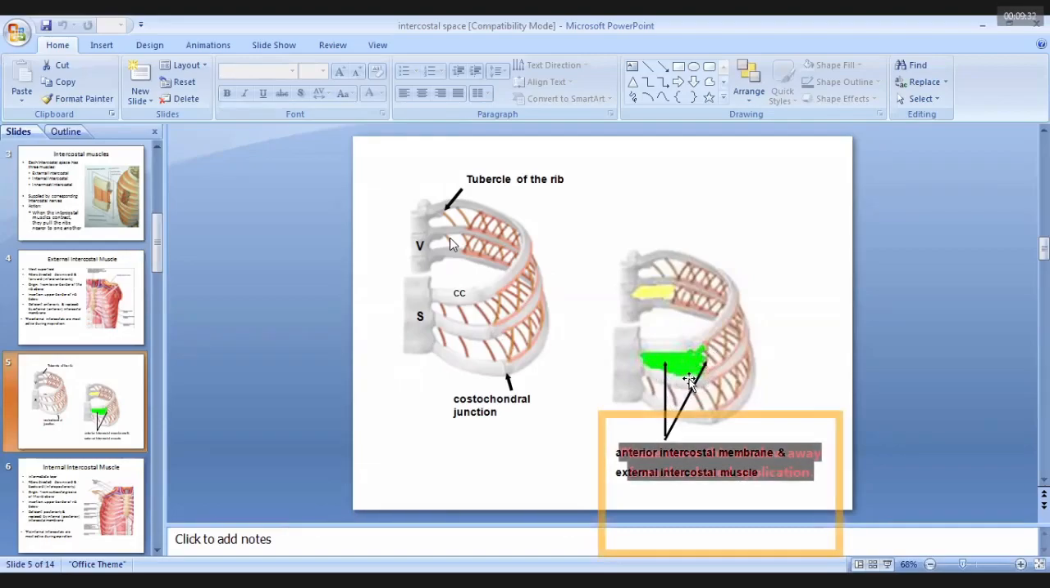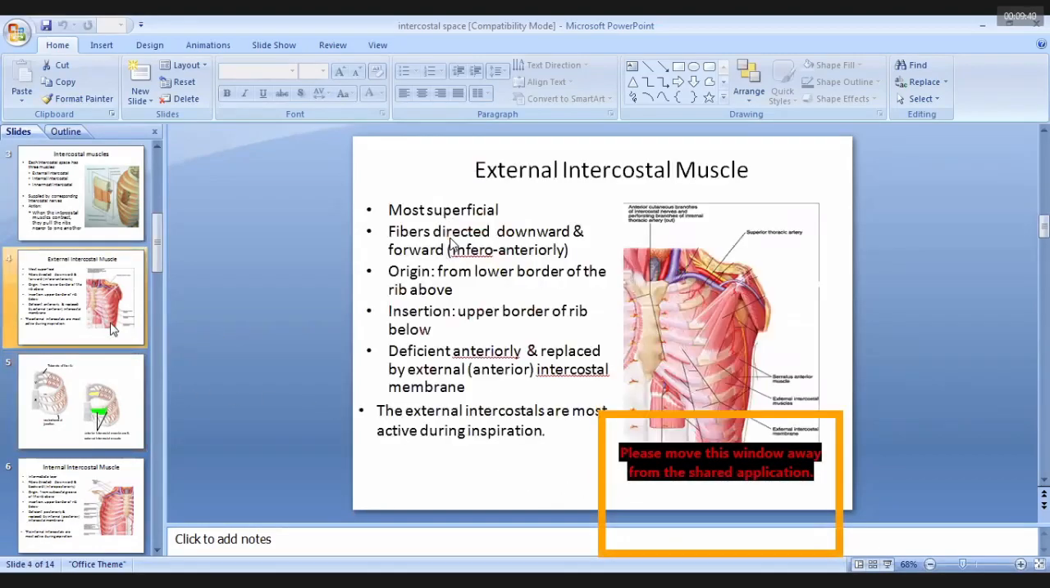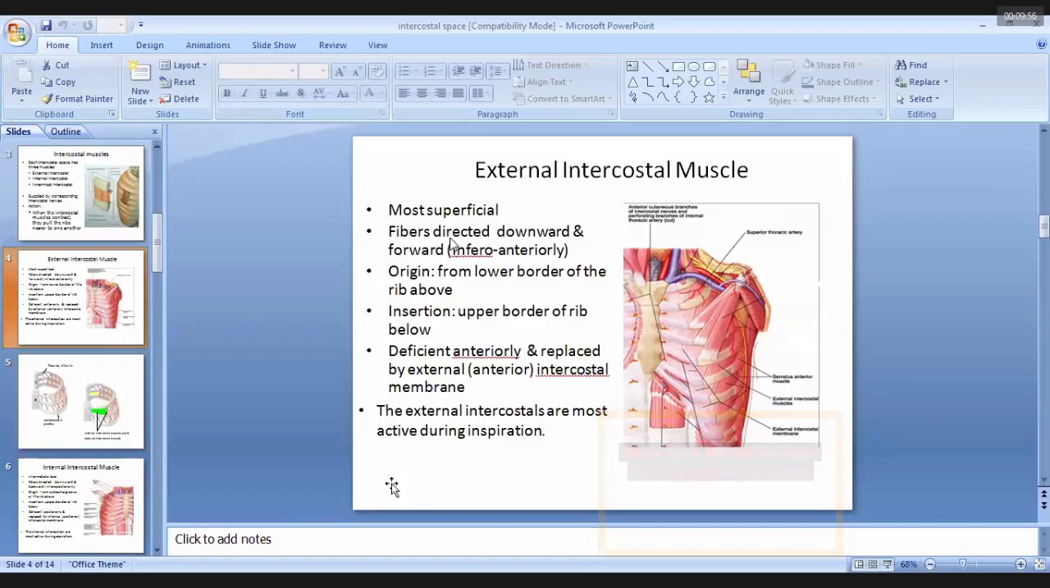So this space is actually deficient of the external intercostal muscle, and it is replaced by a membrane known as the anterior intercostal membrane. That is a type of aponeurosis, also known as the external intercostal membrane. Related to its action, the external intercostal muscles are most active during inspiration.